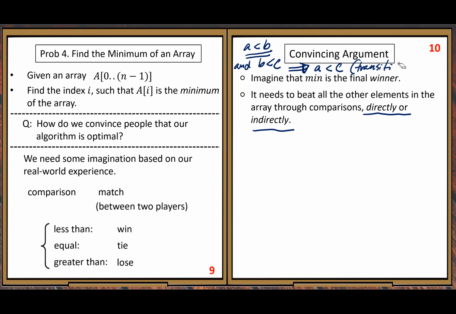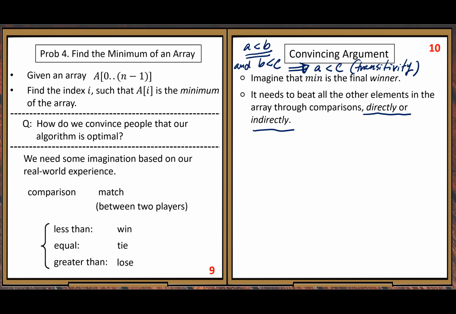Transitivity property. In the real world, sometimes we may not be able to use this transitivity property. But in math, we can always apply it. In the real world, sometimes we can, sometimes we cannot, based on the rules. But in this particular question, we can apply this transitivity property.